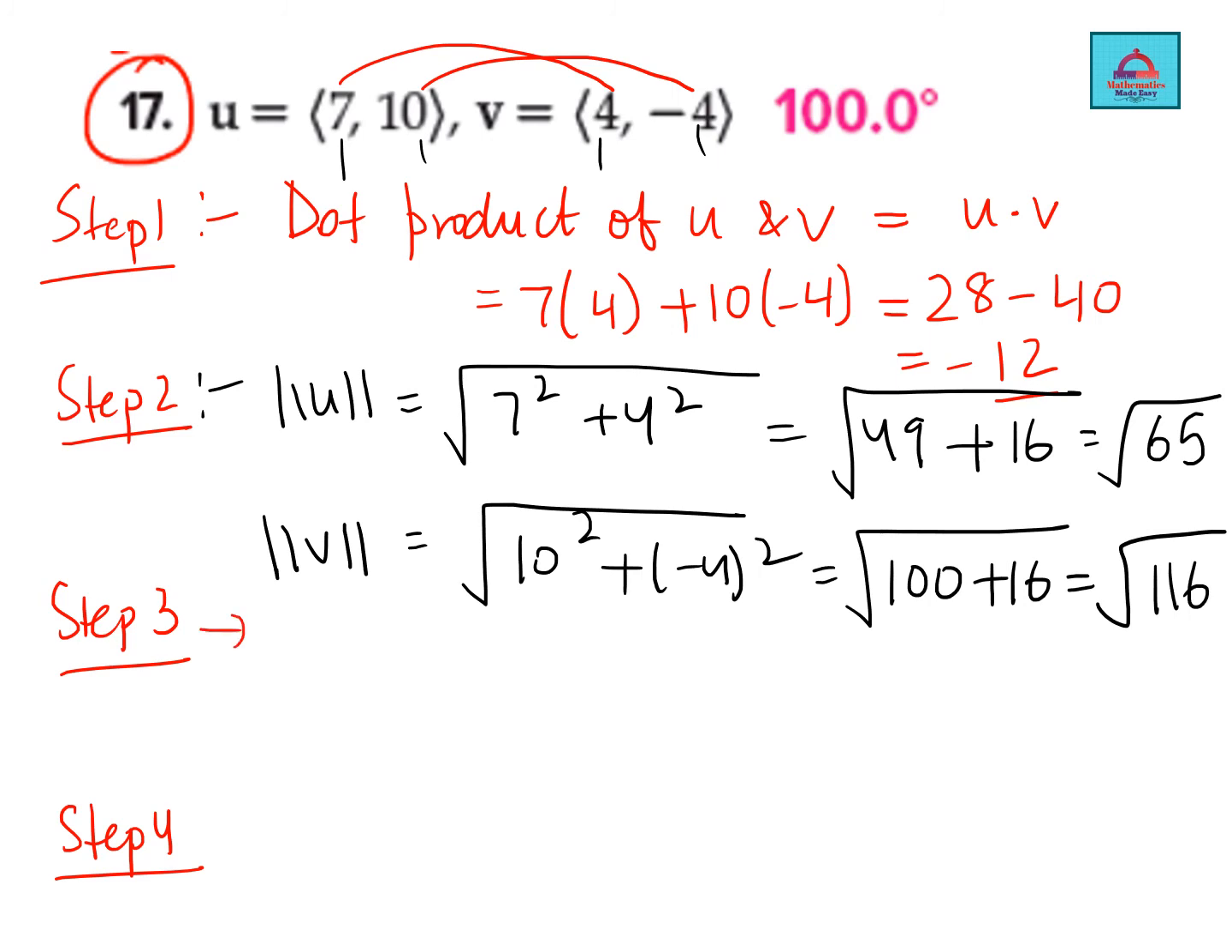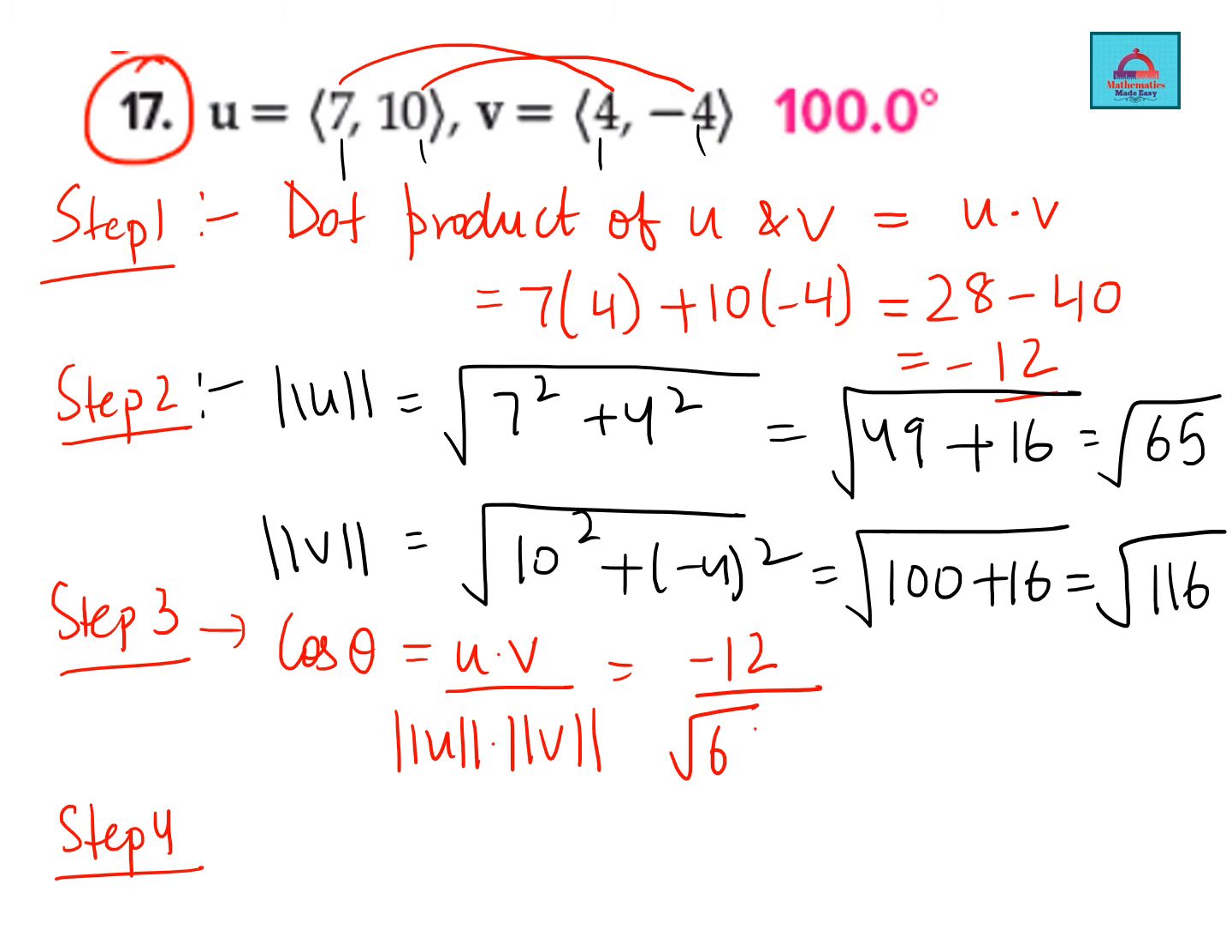Step 3, we will use the angle formula. So cos theta is u dot v divided by magnitude u magnitude v. So just plug in. The dot product in the numerator from step 1 is this. In the denominator, it is this. So this can be written as, let's simplify it a little bit, square root of 65 multiplied with 116. This is 7540. Now we are going to simplify it and put it in decimal form.